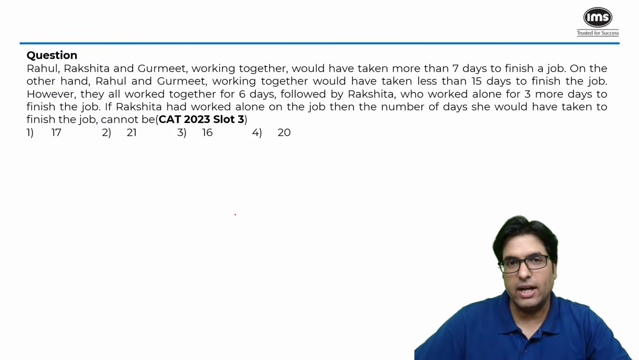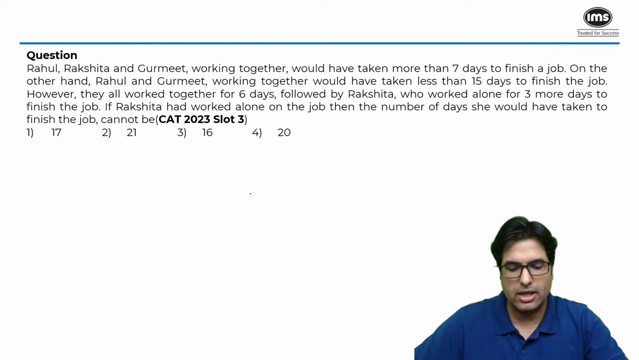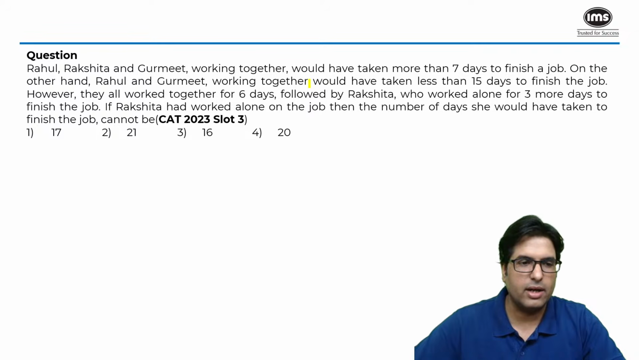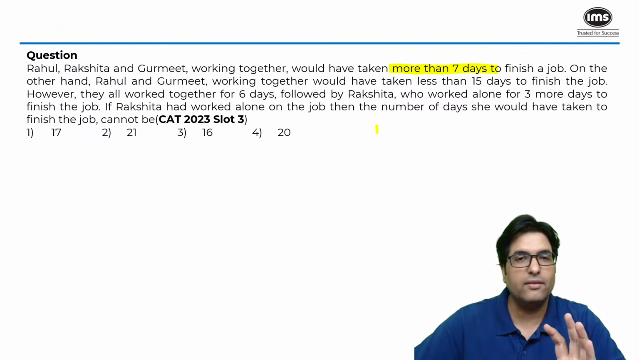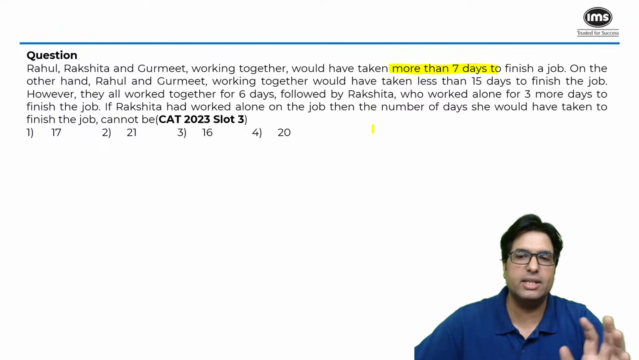Will we be able to identify it in the exam as difficult or type C? Let's try and assess. So there are 3 people, let's call them R1, R2, G, who would take more than 7 days. Now this is your first red flag. They're not giving us direct data, an exact 7 days. They take more than 7 days.